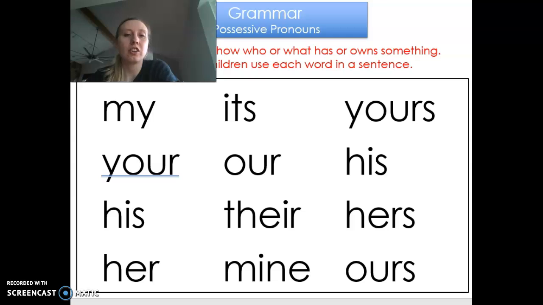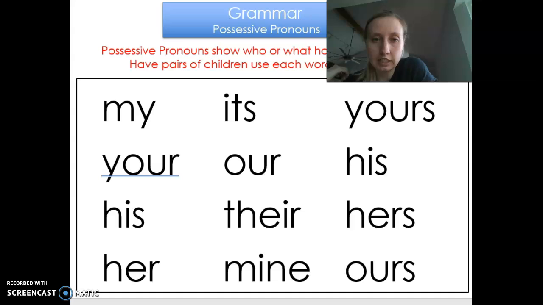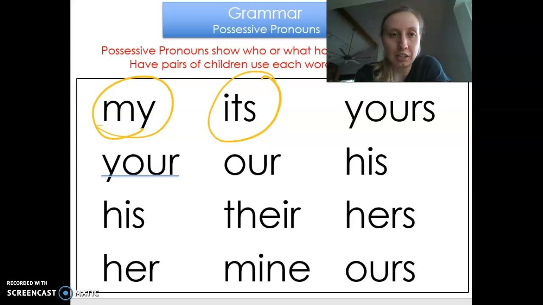Okay, so we have been learning a lot about possessive pronouns. So possessive pronouns tell you who or what has or owns something. So it tells you whose it is. So let's look at these words. Let's use them in a sentence. My dog is special. Okay, that's talking about my dog, not your dog. So let's keep talking about the dog. Its house is red. Here's my dog, and its house is red.